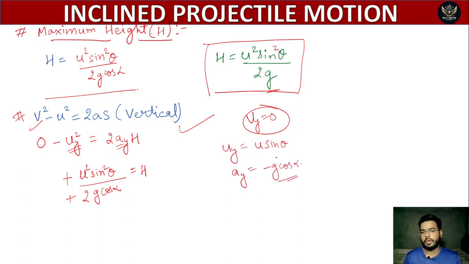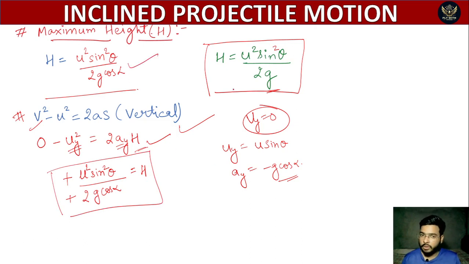Just put that in this equation, and here s is the vertical displacement at that point, which is equal to the height. So you get the formula for height, which is u square sin square theta upon 2g cos alpha. This is the answer. And this is the previous case's answer, right? What is the difference between these two cases? Only and only g is substituted as g cos alpha. This is the main point you have to notice.